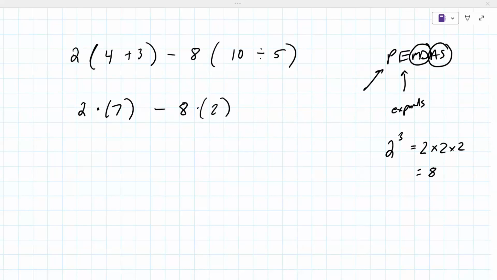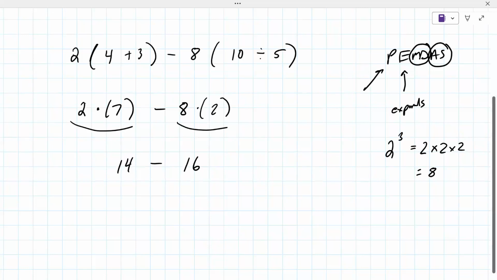The multiplication. Okay. What is 2 times 7? 14. And what is 8 times 2? 16. Very good. What is 14 minus 16? 2. Try again. Think of it as, oh, yeah, it's a negative. It will be a negative.